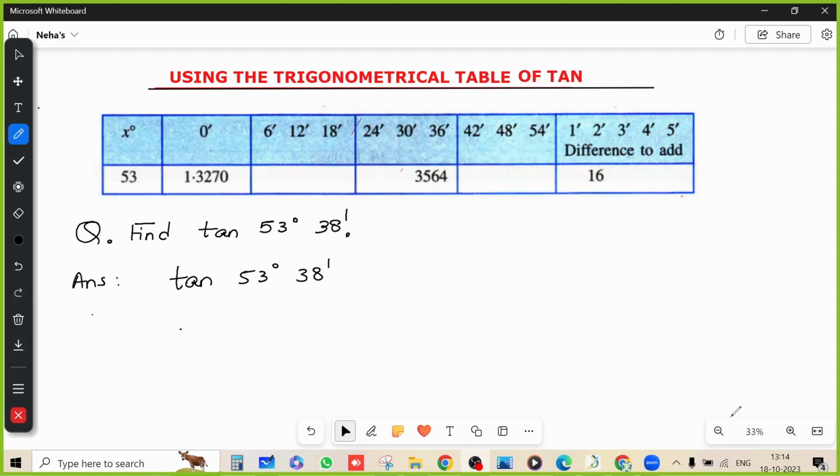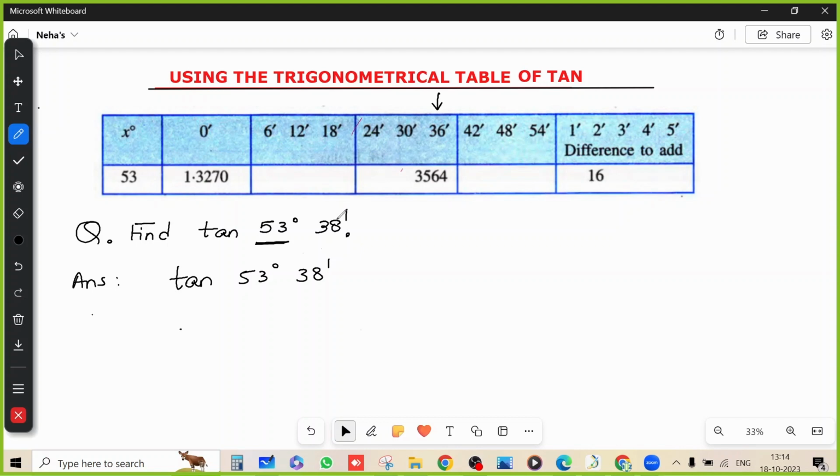Let us now understand how we use the trigonometrical table of tan to find the values. Suppose we have a question where we have to find the value of tan 53 degree 38 minute. So we will now refer to the table of natural tan. Now we will first look for 53 degree in the degree column. So this is 53. Now we will look for 38 minute in the minute column. But here again you cannot find the value of 38 minute. So we will go for the value which is closest but lower than the required value.